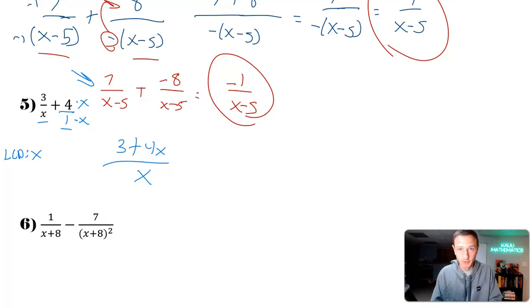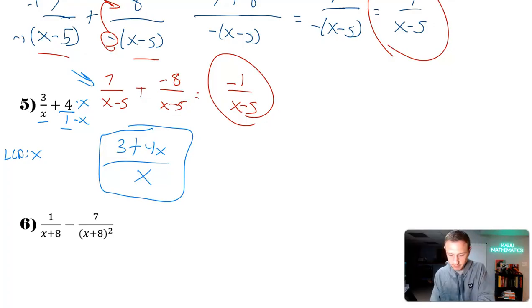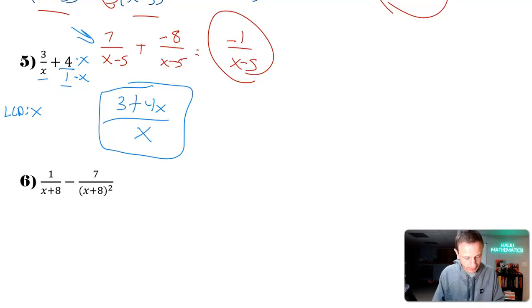These are not like terms. If this was 3x, then you'd have 7x. But that's just a 3 plus 4x. So I do not have any like terms. So then that one's done also. Moving along here.